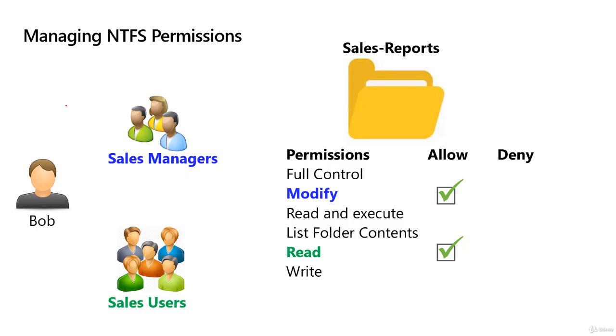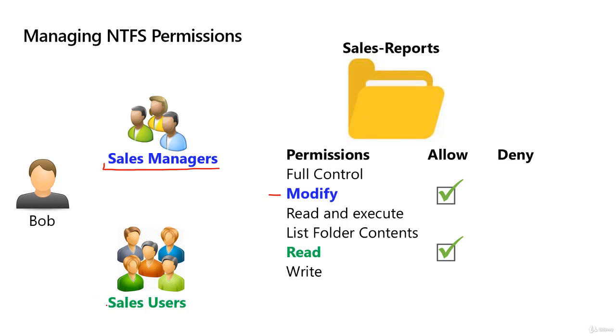Now that we know what the permissions do, we have to understand how they work. So in this example I carved out, this sales managers group has the modify permission for this sales reports folder. So allow, modify. We know that means they can create new files. They can read files that are already in there. They can open subfolders. They can even delete files and folders if they choose to.